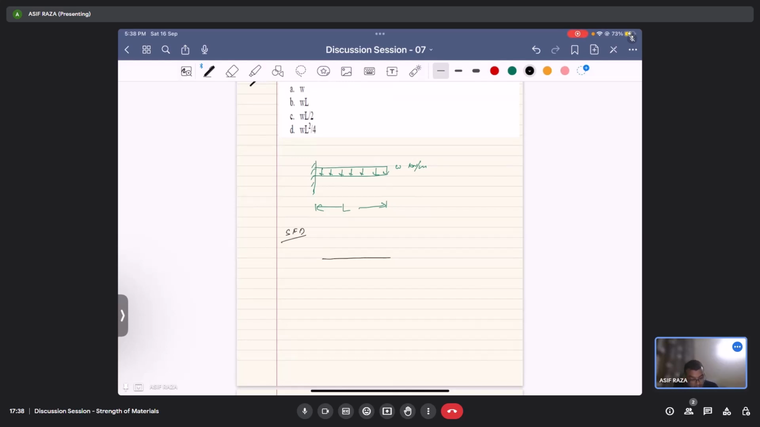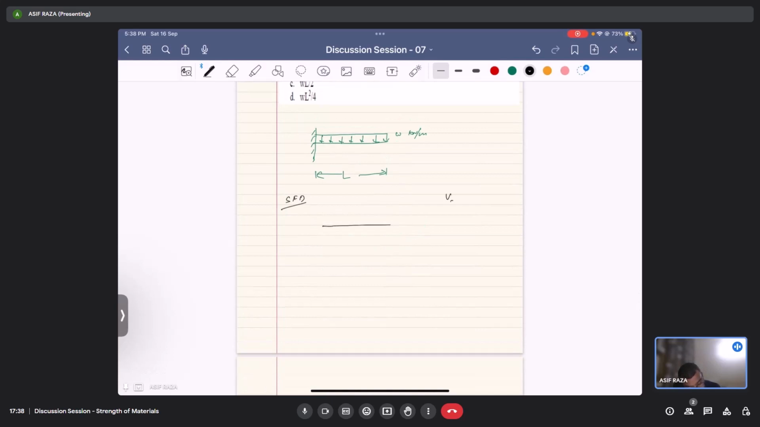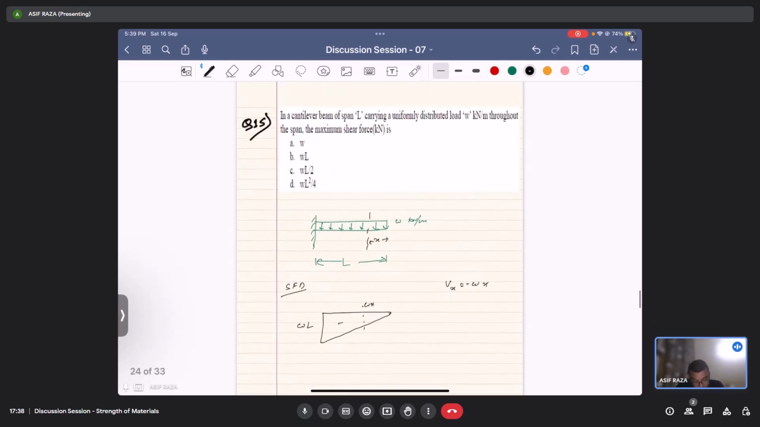It's a UDL, right? Yeah. So shear force at any section X would be Wx or minus Wx. So this would be kind of this, and this would be WL. Okay, at any section it's Wx. Then this implies the maximum shear force would be this. Okay, answer is option B, WL.